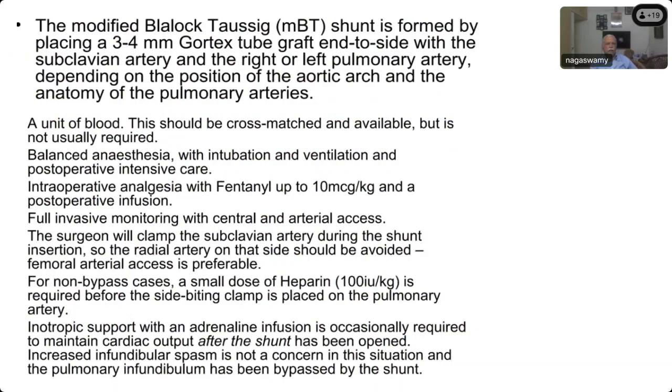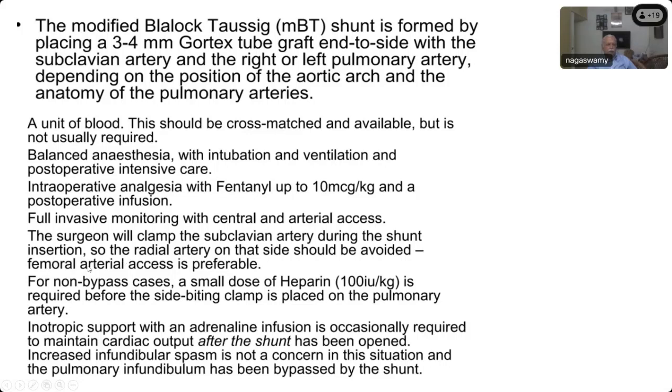And this is the modified Blalock-Taussig shunt, for which you have to give balanced anesthesia. For preparation, you must always have 1 unit of blood ready because it's a surgery involving major vasculature. So anytime you may need blood. Balanced anesthesia with intubation, intraoperative analgesia with, say, fentanyl up to 5 micrograms, and invasive monitoring with a central line and arterial line. The surgeon may clamp the subclavian artery, especially if it is the left subclavian artery. Don't put your arterial line on that side. That is a very important practical point that you have to remember.